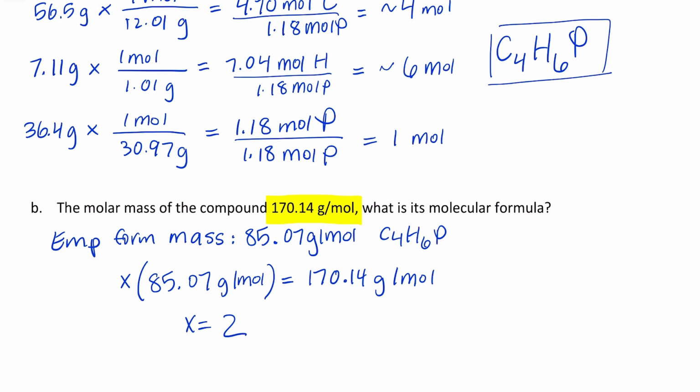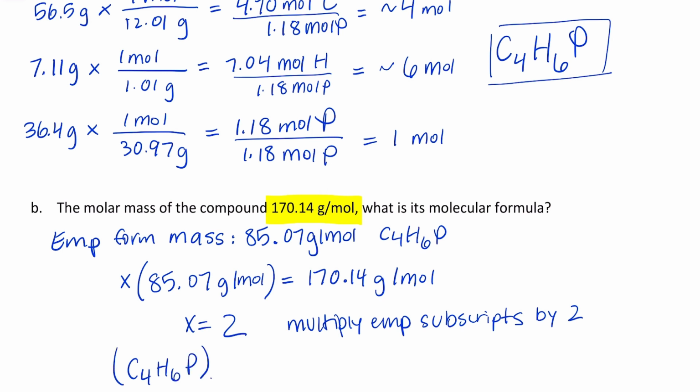So we're going to multiply the empirical formula subscripts by 2. And that should give us C8H12P2 as our molecular formula.